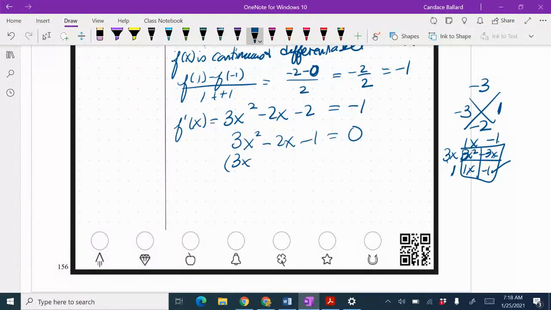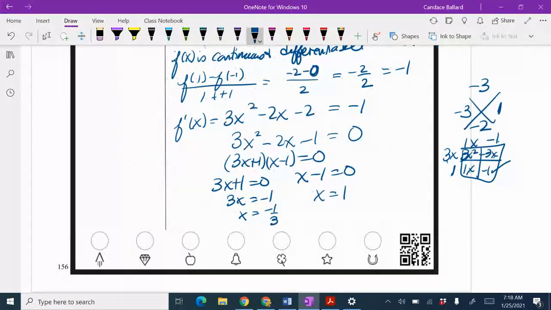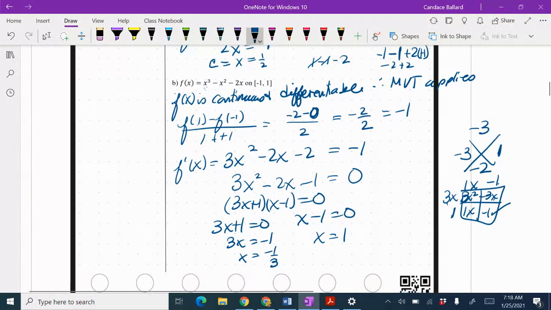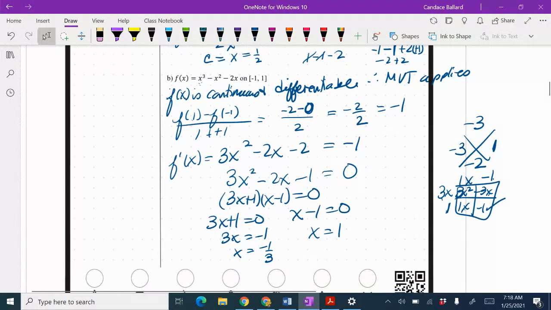So we've got 3x plus 1 times x minus 1 equals 0. I am going to split those up and set them both equal to 0. So I get 3x equals negative 1, x equals negative 1/3, and then x equals 1. So I need to double check what my interval is. And it looks like they both fit in the interval. So these are both c values.